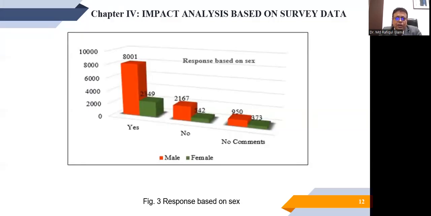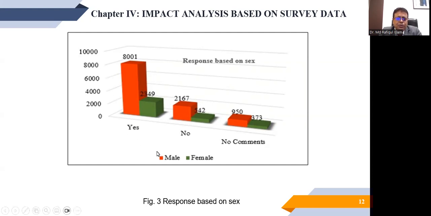Next, the response based on sex, as you can see in the figure. First I want to highlight one thing. Yes means the questionnaire response is that we need to increase and address the security. No means it is not required to improve the security, and the users are satisfied. The third option means they are not very much aware of it, so they make no comment.